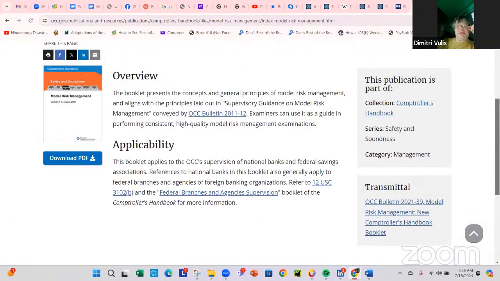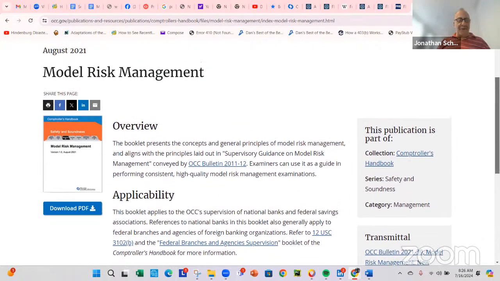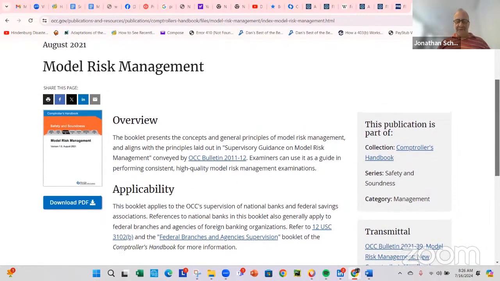Okay, so this is food for thought. I don't know how long this is, but it came out in 2021, so 10 years after SR 11.7 and 2011-12. Yeah, it's long. I'll look at that, but presumably I can do a find.